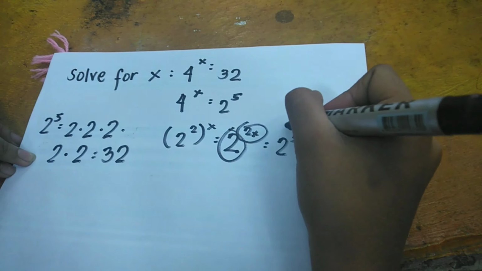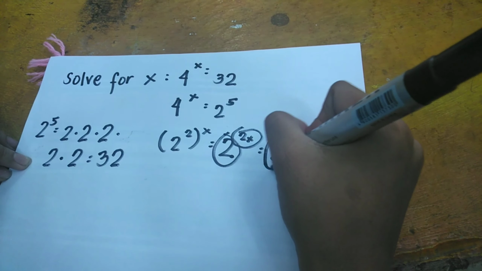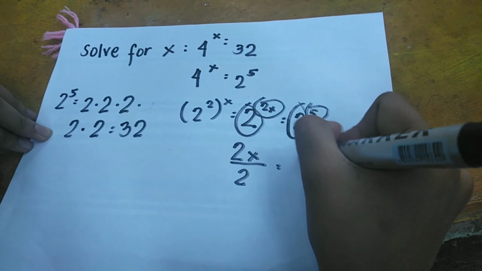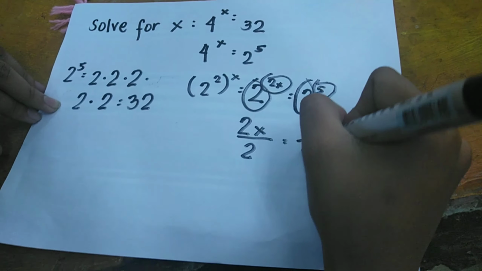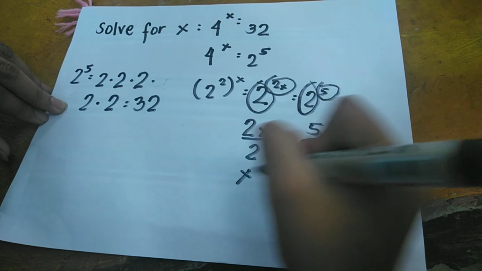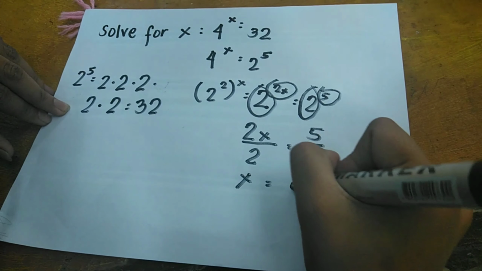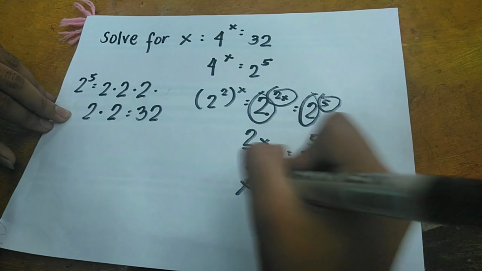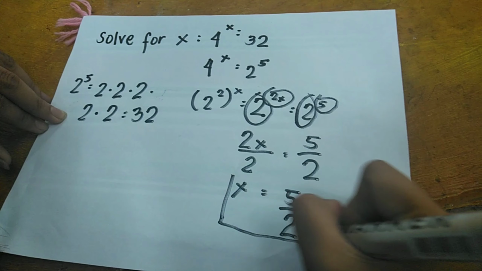So we have 2 raised to the power of 2x, equal to 2 to the power of 5. Now the bases are equal, so we can equate their exponents, applying the definition of equal powers. Therefore, 2x is equal to 5. So for x, now divide both sides by 2. Therefore, x is equal to 5 over 2.